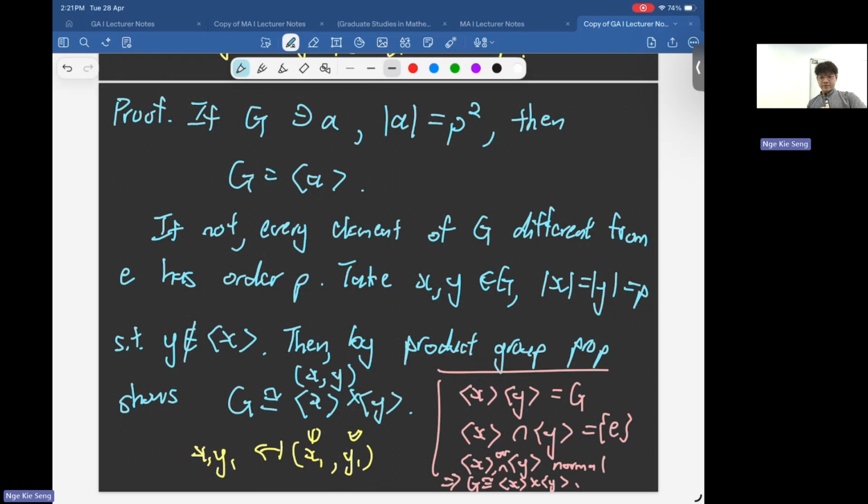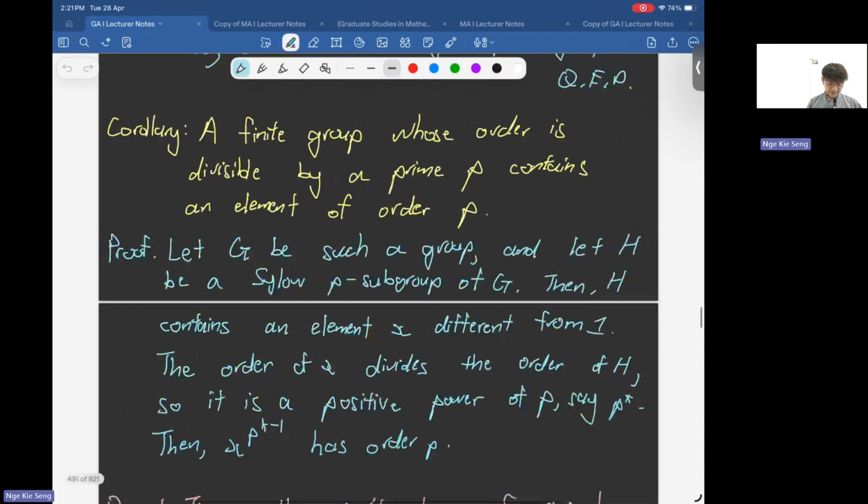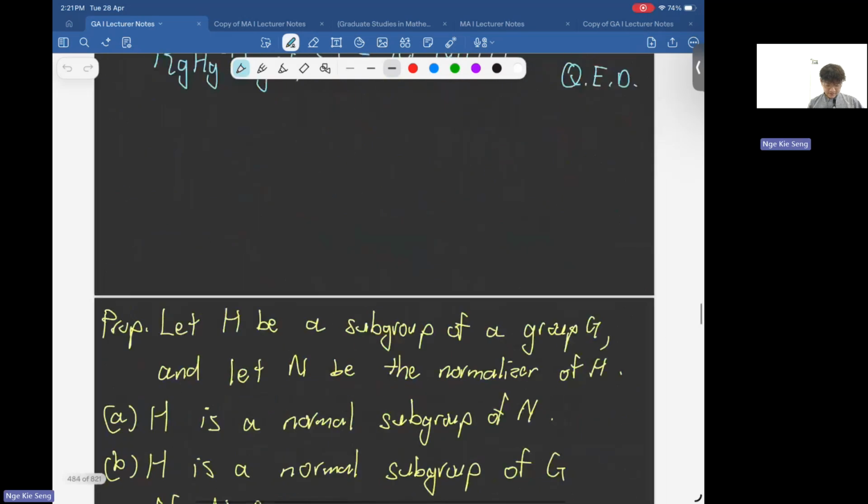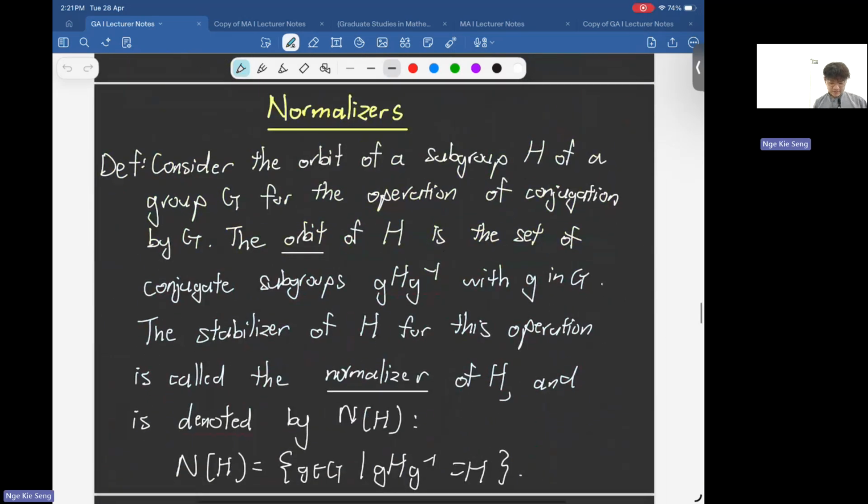Okay, good. In that case, before we go into the Sylow theorem, maybe let's quickly go through this normalizer stuff.